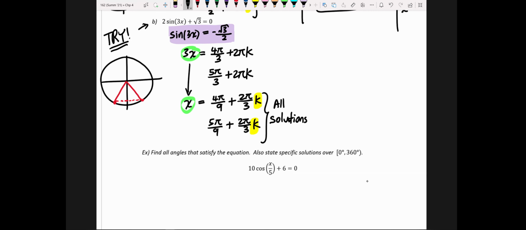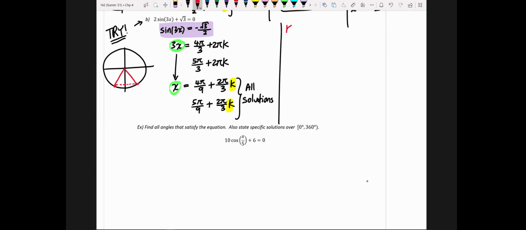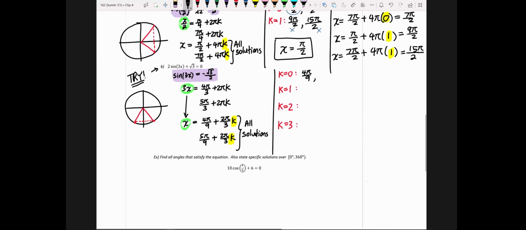Once you've done that, then you plug in the appropriate k values to get the specified solution. So you plug in k is 0, k is 1, k is 2, k is 3. For this step, you may need to do some side work working with the fractions, or you can use your calculator to help you with the fractions. So when you plug in 0, we end up with 4 pi over 9 and 5 pi over 9.